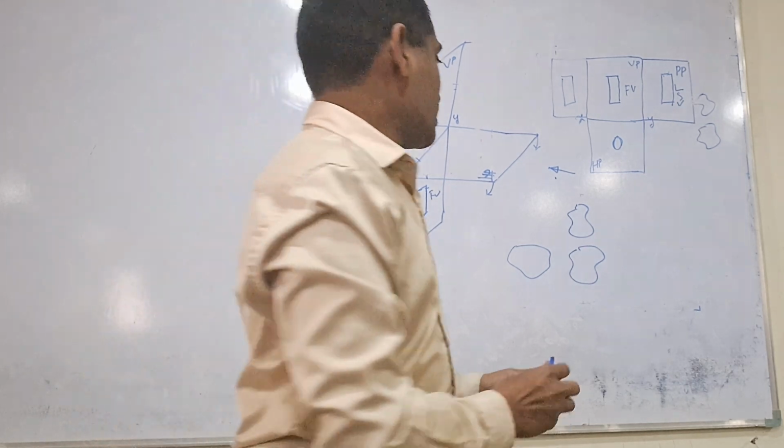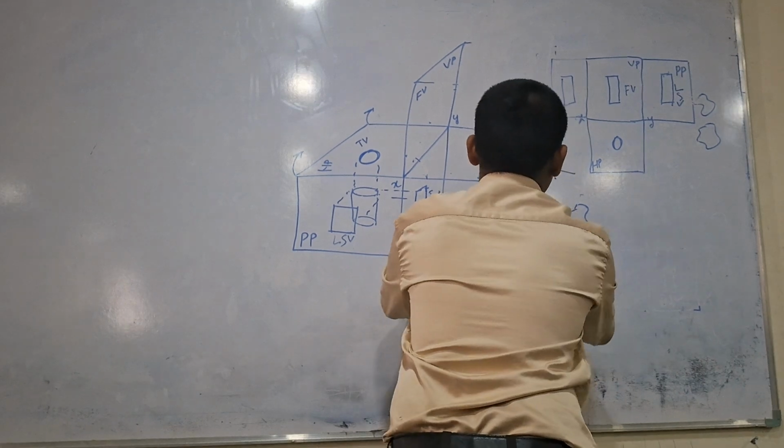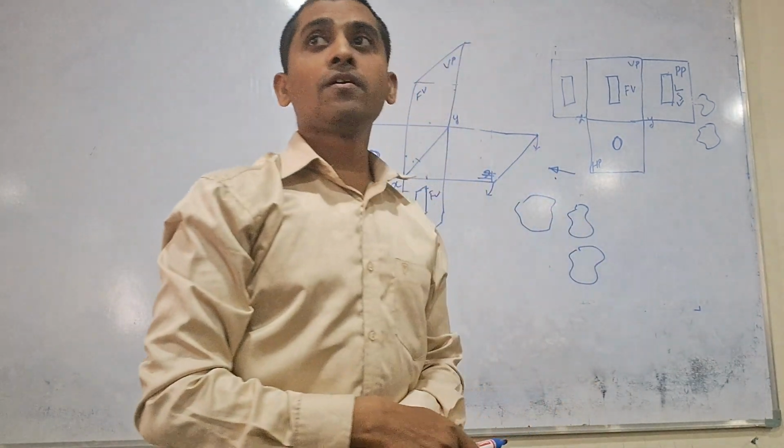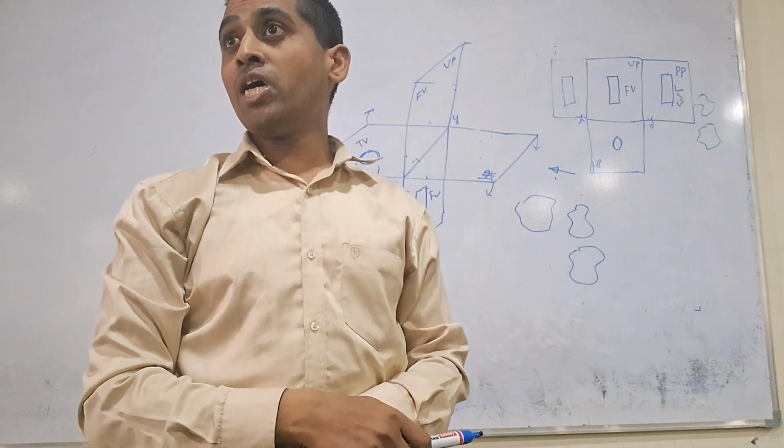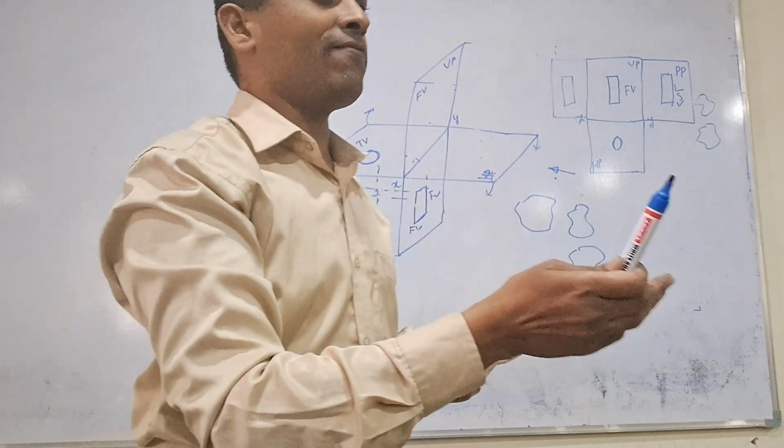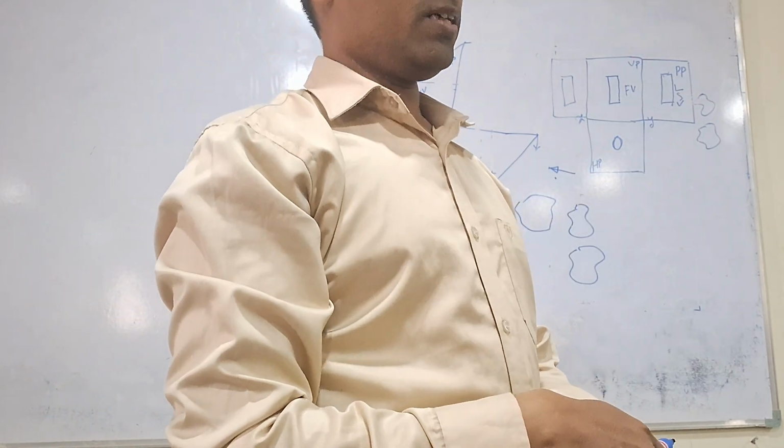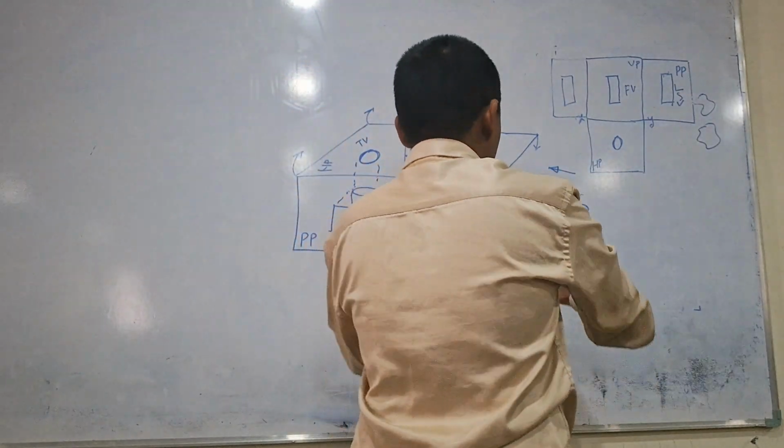Understood now? Suppose if it is given like this. First angle projections. Understood now? Yes. Because the side views are at the side of the front view. Understood now? Right.